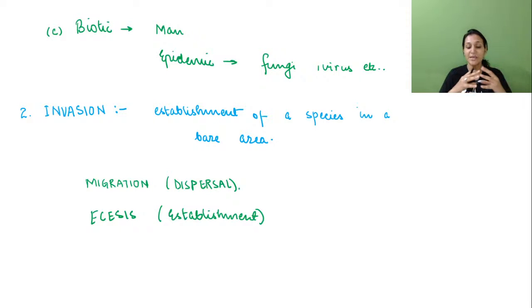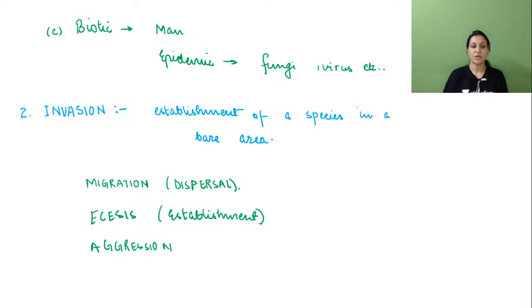So as a result of ecesis, the individuals of the species are going to establish. It will take time for them to establish. Ecesis is establishment, but in establishment it has to tolerate lots of things. After ecesis comes aggregation. After ecesis, the next step in invasion is aggregation. What is aggregation? As a result of the reproduction it has done in establishment, the individuals of the species increase from 1 to 2 to 3 to 4. This process of increase in the number of individuals in that particular area is called aggregation. So migration, ecesis and aggregation: these are the three steps of invasion.